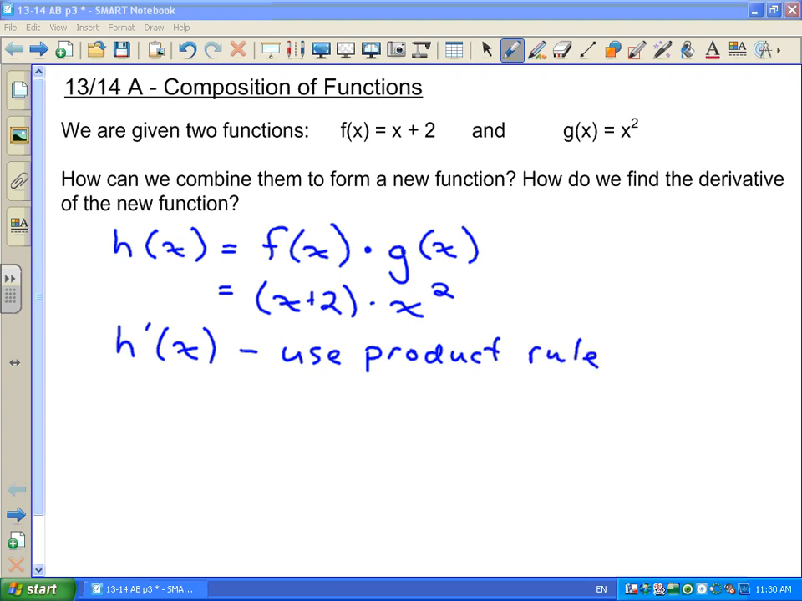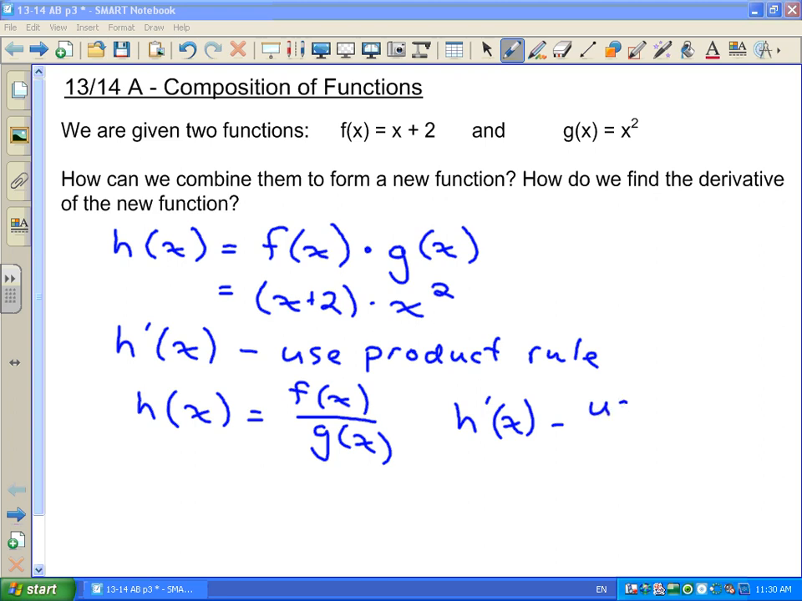Or we could imagine forming our new function by dividing these two functions. We're doing f at x over g at x. Then if we wanted to find our derivative, obviously we would use the quotient rule that we talked about last unit as well. Use quotient rule.